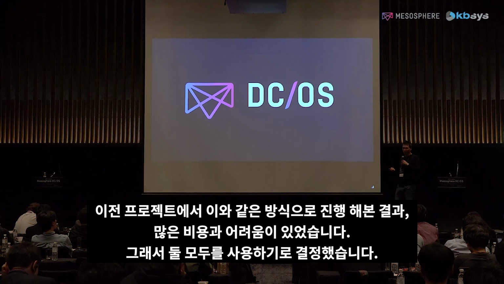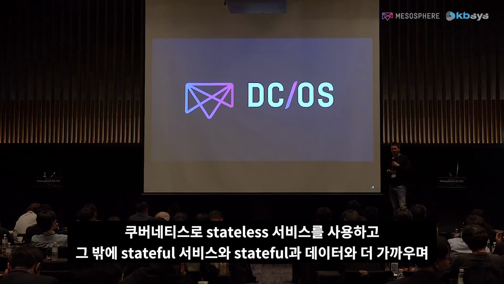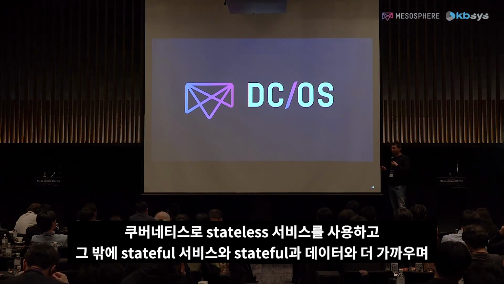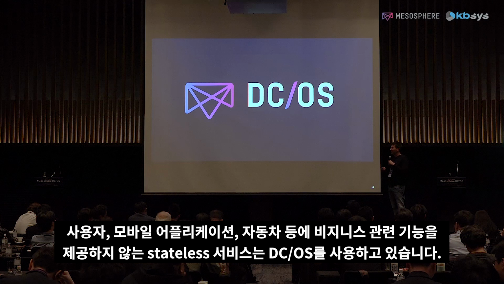So we ended up choosing both, actually. Our stateless services are running on Kubernetes, and all other services, stateful services, are running on DC/OS, including stateless services that are closer to the data and aren't really providing any business functionality towards the user or towards mobile apps or cars.